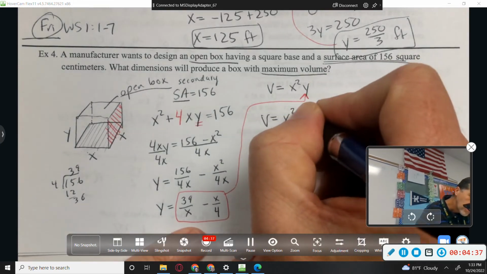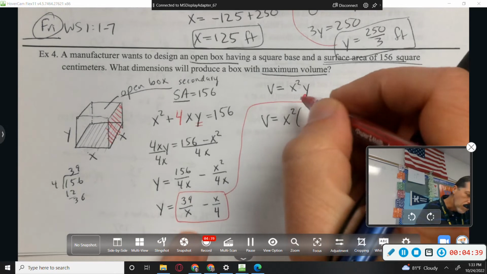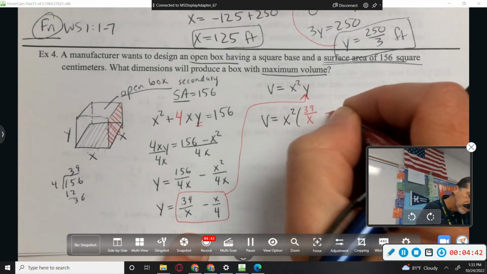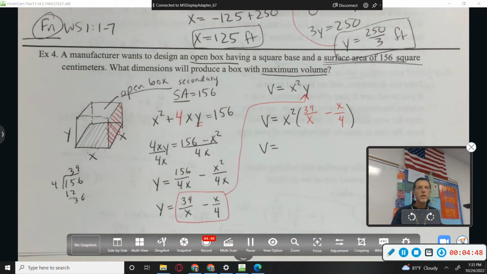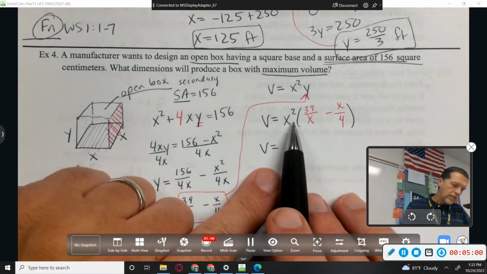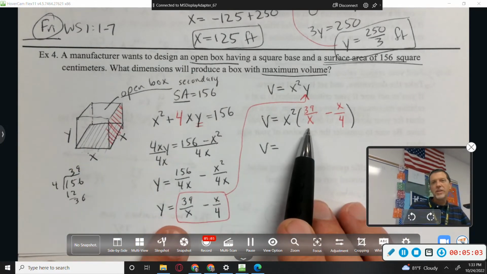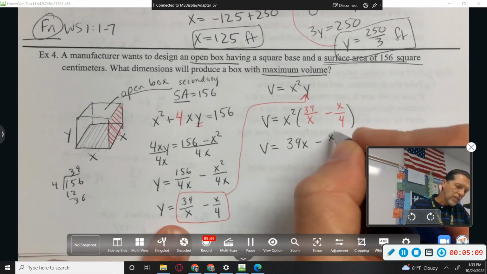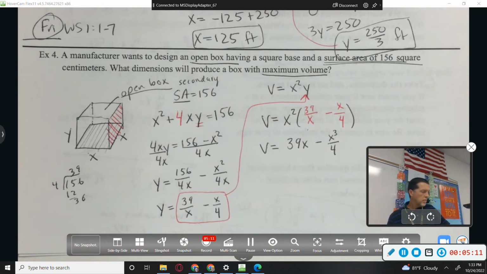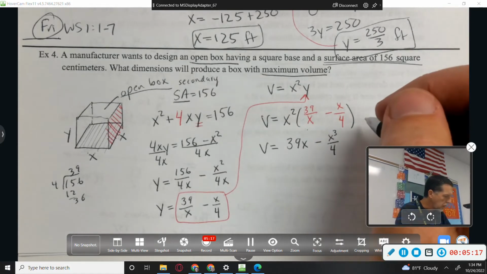So our volume is x squared times y, but y is 39 over x minus x over 4. Again, the goal is to take the derivative of volume, set it equal to 0, see what's a max or a min, but I've got to get it to one variable. And this actually worked out. I was worried about that x in the denominator because that was going to be a pain for a derivative, but never mind. It worked out just fine. 39x over x minus x cubed over 4.